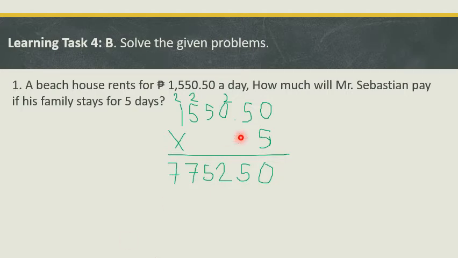Okay, since dalawa yung decimal places natin, start tayo dito. 1, 2. Dito natin ilalagay yung ating decimal point. Since ito ay pera, tinatanong dito is magkano yung babayaran niya. Ang answer natin ay 7,752 pesos and 50 centavos. Yun yung babayaran ni Mr. Sebastian pag nagstay sila sa beach house ng 5 days.